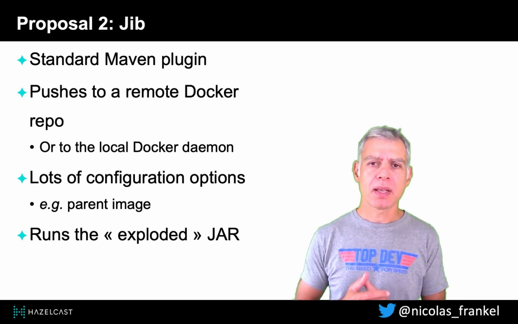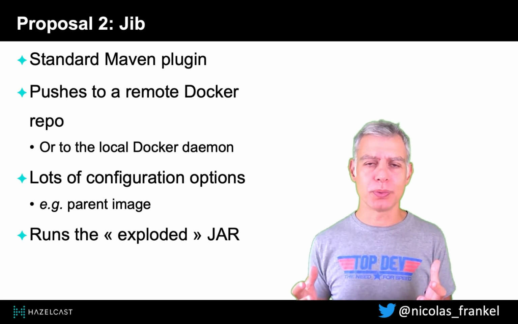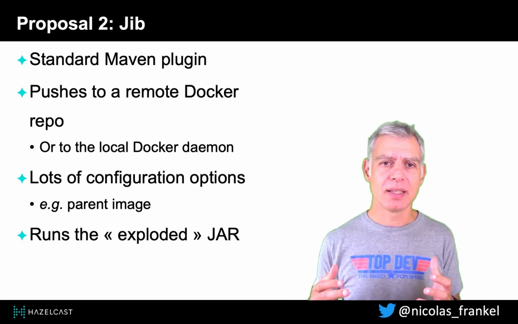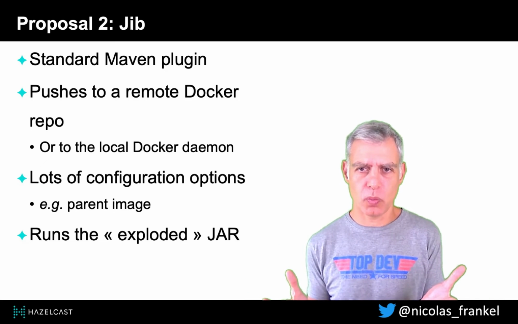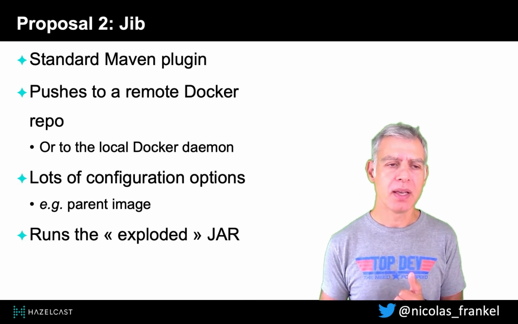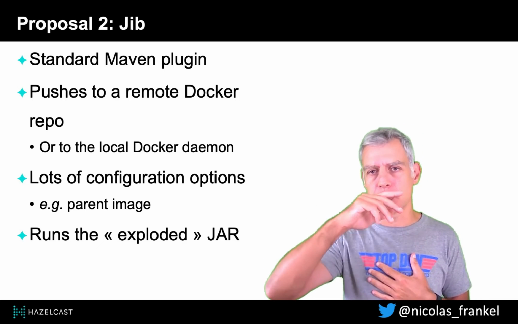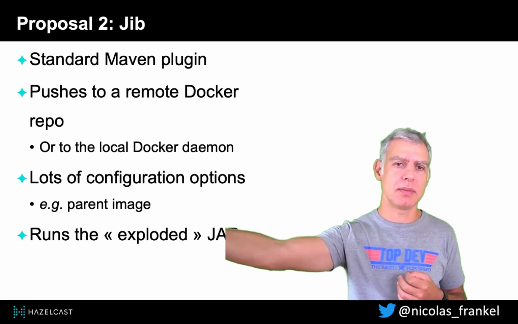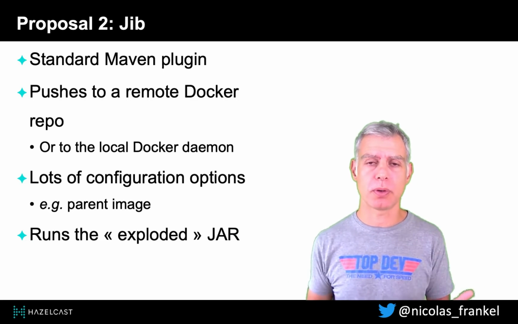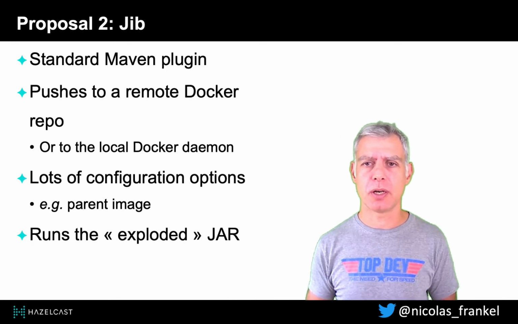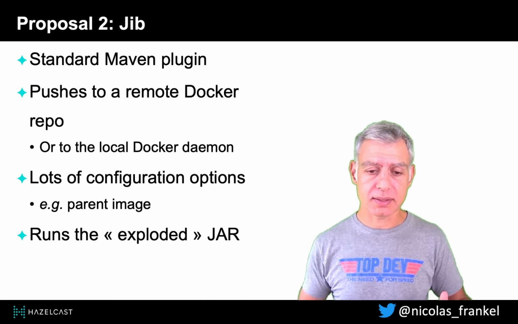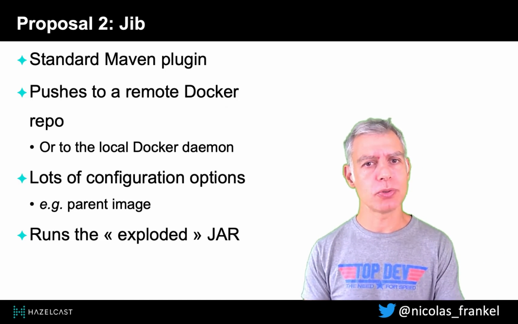And Jib allows you to have already this exploded way of running the application. It also is able to push to a remote Docker repo or to your local daemon. It has lots of configuration options. So let's migrate our application to Jib.